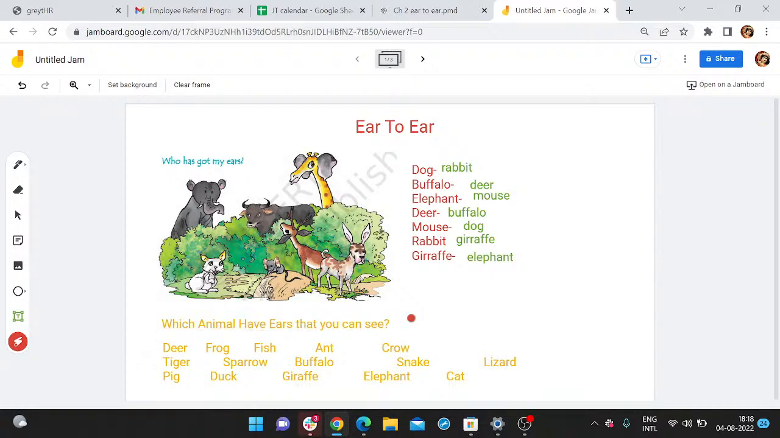We are not talking about what animals have ears, we are talking about what animals have ears that we can see.